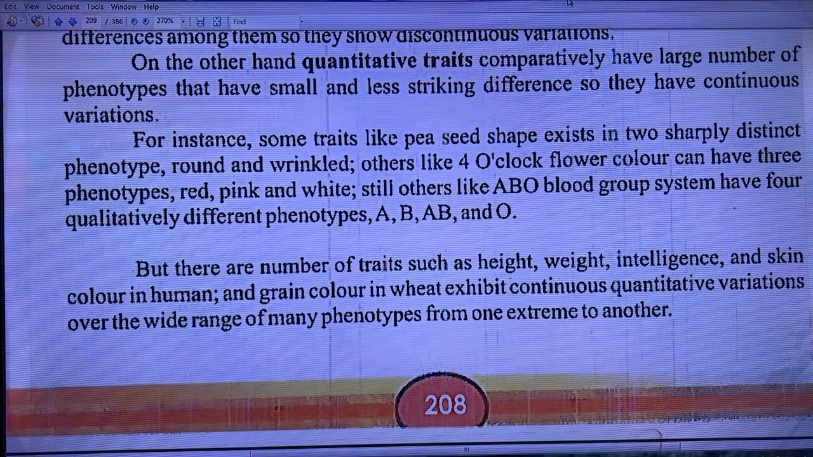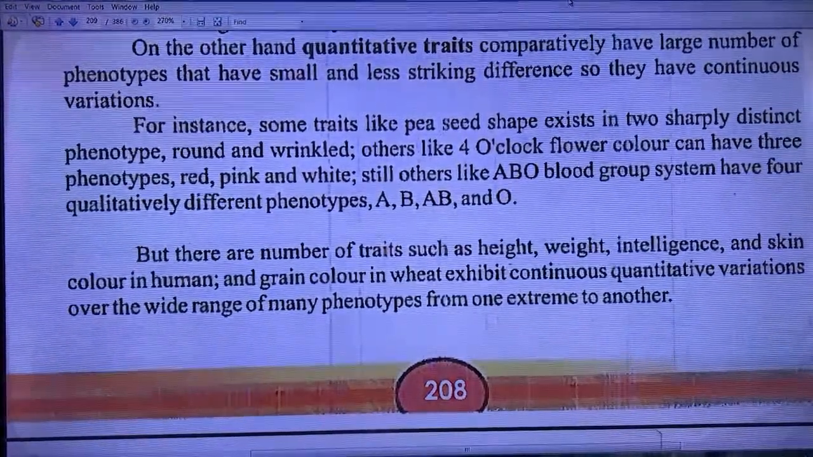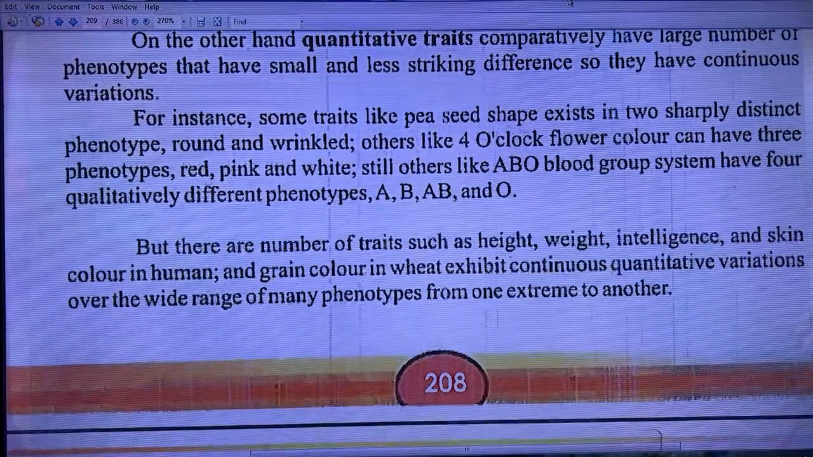they have continuous variations. For instance, some traits like pea seed shape exist in two sharply distinct phenotypes, round and wrinkled. Others like four o'clock, Mirabilis jalapa, flower color can have three phenotypes, red, pink, and white. Still others like the ABO blood group system have four qualitatively different phenotypes, A, B, AB, and O. But there are a number of traits such as height, weight, intelligence, and skin color in humans, and grain color and weight in plants, that exhibit continuous quantitative variation over a wide range of many phenotypes from one extreme to another.